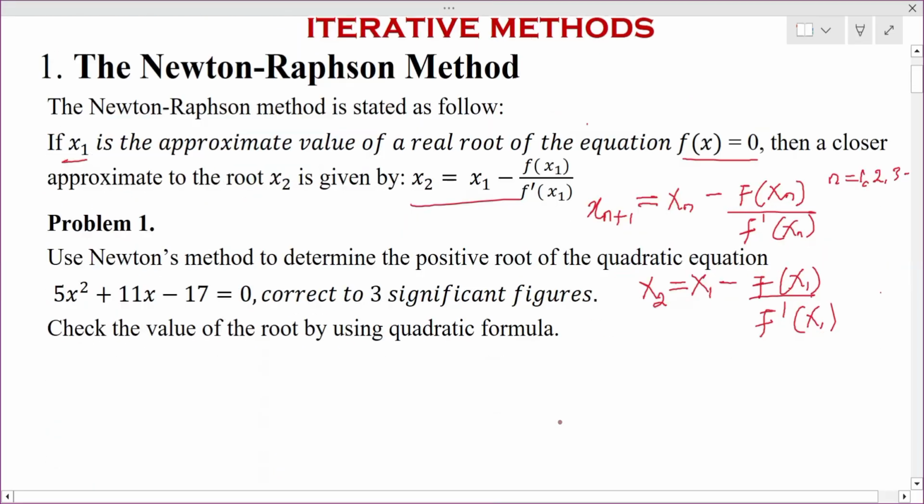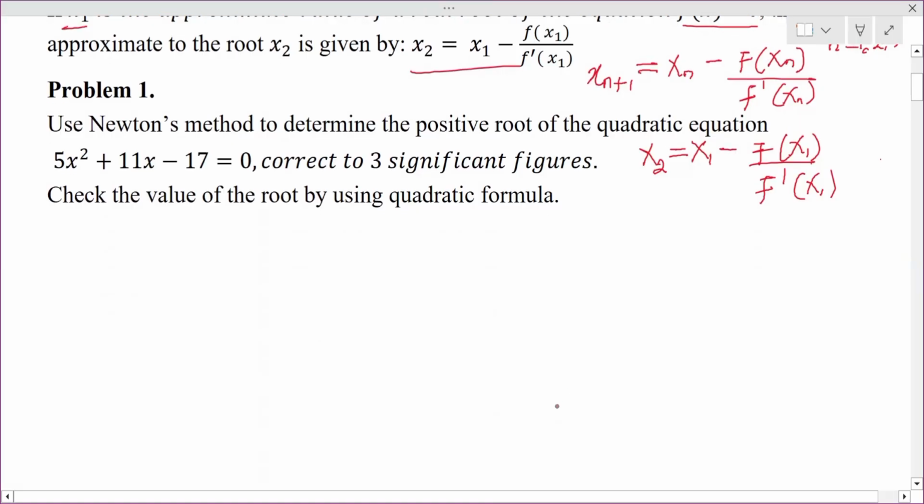So let us apply that formula to solve this question here. The question says, use Newton's method to determine the positive root of the quadratic equation 5x squared plus 11x minus 17 equal to 0, correct to 3 significant figures, and we can also check using the quadratic formula.